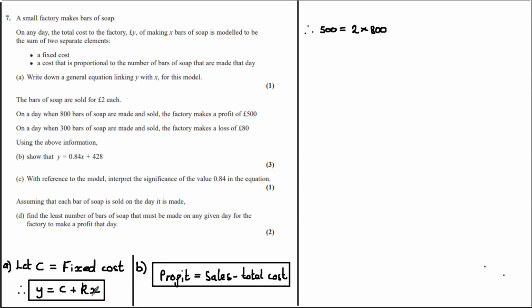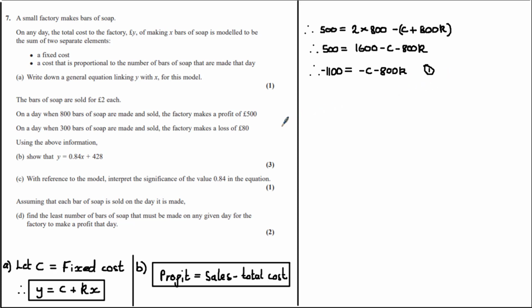However, we do know how many bars of soap were made that day, which was 800 bars. And therefore, in order to complete this equation, we need to subtract the total cost, which would be minus (c plus 800, the number of bars made, multiplied by k, the constant). Now let's multiply these values and expand the bracket to get that 500 is equal to 1600 minus c minus 800k. And if we subtract 1600 from both sides, we get that minus 1100 is equal to minus c minus 800k. I've labeled this as equation 1.